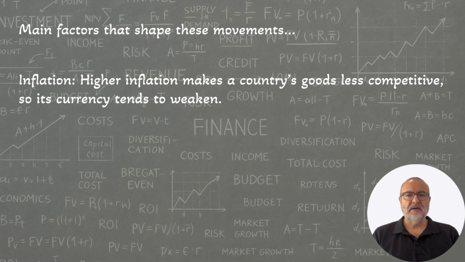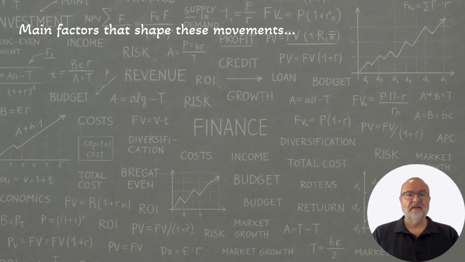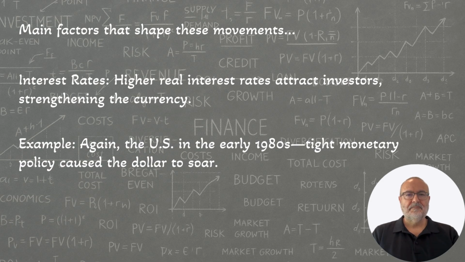Inflation. Higher inflation makes a country's goods less competitive, so its currency tends to weaken. For example, in the 1970s, U.S. inflation led to a weaker dollar on the global stage. Interest rates. Higher real interest rates attract investors, strengthening the currency. For example, again, the U.S. in the early 1980s, tight monetary policy caused the dollar to soar.